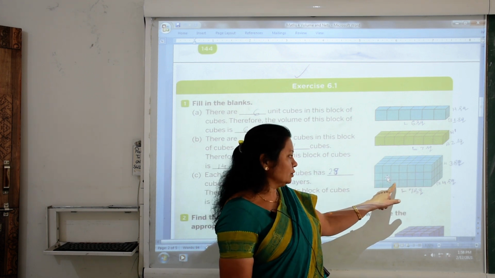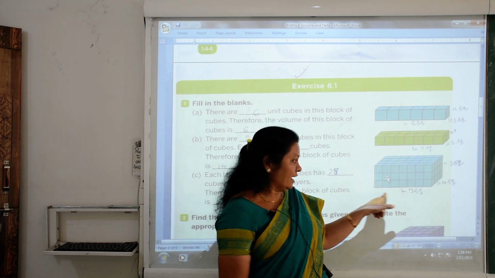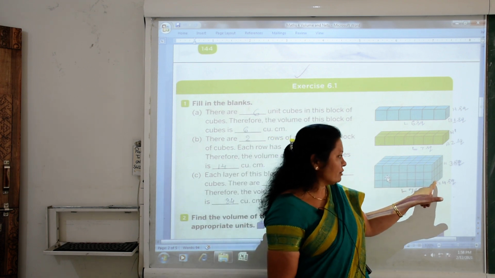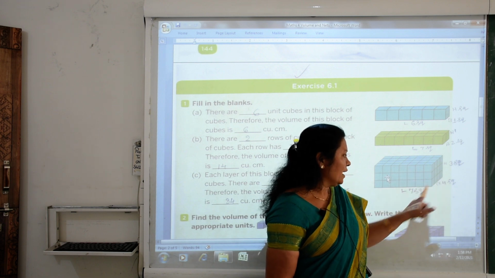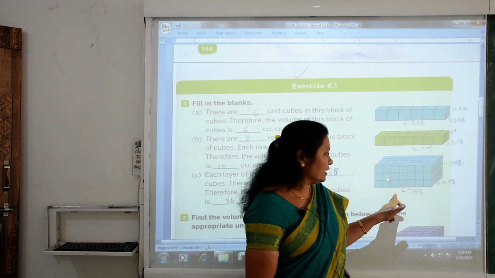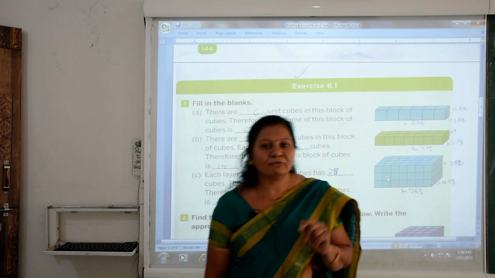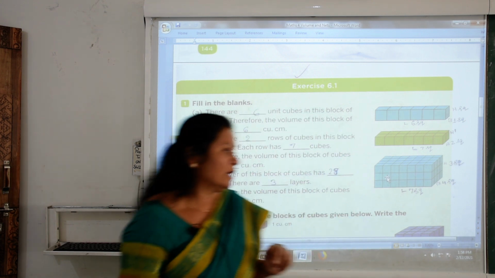So 1, 2, 3, 4, 5, 6 and 7. 7 here is the length and breadth is 4 squares. 7 4s are how many squares? 7 4s are 28. कितने स्क्वायर दिखेंगे आपको 1 ब्लॉक में? In 1 block there are 28 squares.